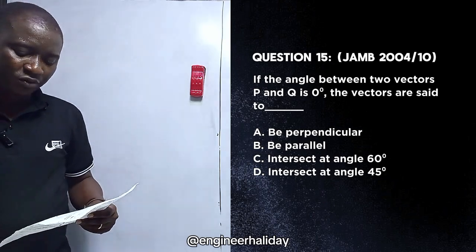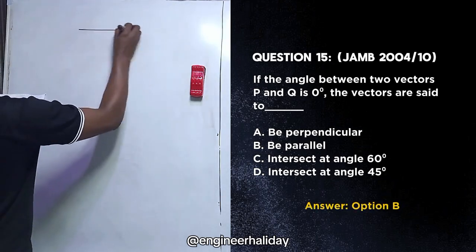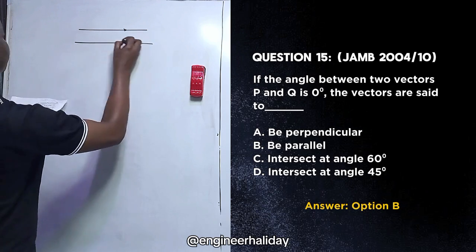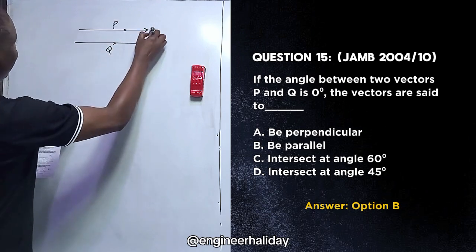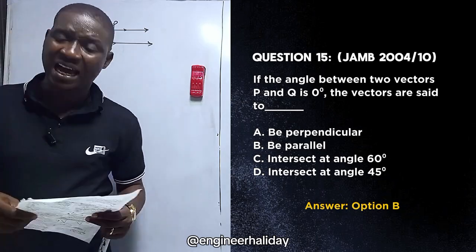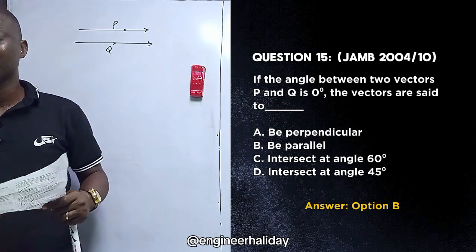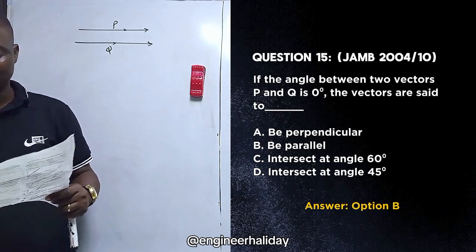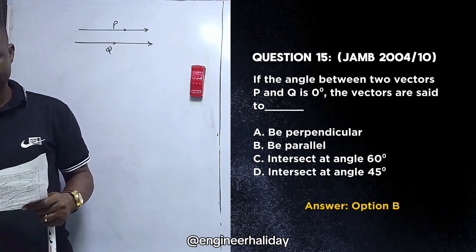The parallel. Don't forget that for them to be parallel, they must be following the same direction. So let's say this is P, this is Q. For them to be parallel means that they are going in the same direction, and for you to go in the same direction, the angle between the two vectors must be 0. If you are going in the opposite direction, that is anti-parallel, which means they move in opposite directions. That's 180 degrees.